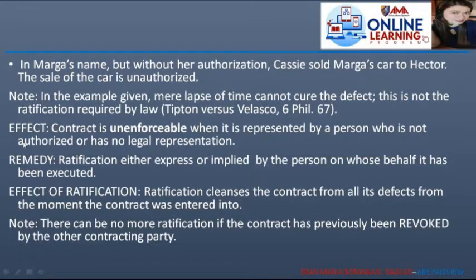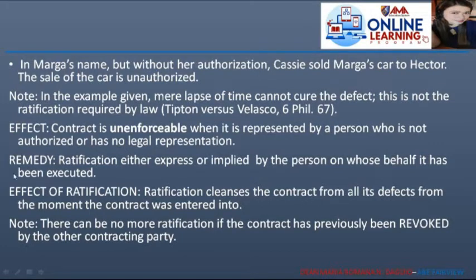ratification. So, what would be the effect, class, nung pinasok na contract ni Cassie and Hector without Marga's consent or authorization? Contract is unenforceable, no? When it is represented by a person who is not authorized or has no legal representation. Hindi ka naman guardian, hindi ka naman administrator ng tao. So, unenforceable contract. Yung naging contract between Cassie and Hector. Ano ang remedy? Ratification, either express or implied by the person on whose behalf it has been executed. Ang gagawa po nito ay si Marga. Approval ni Marga ang kailangan natin para magkaroon ng ratification.